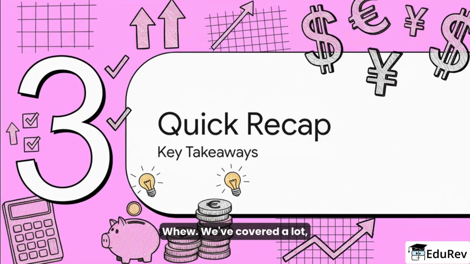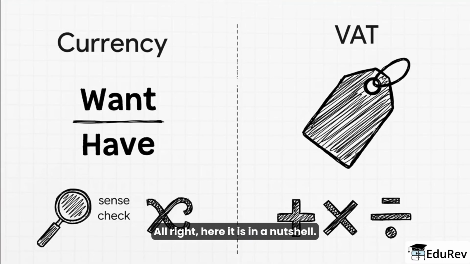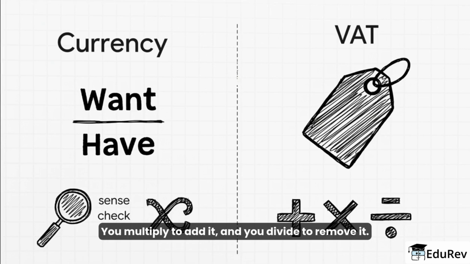Whew! We've covered a lot, but you've learned 2 incredibly powerful techniques today. So let's do a super fast recap to lock all this in so you're totally ready to use it when it counts. All right, here it is in a nutshell. For currency, remember want over have, and then do a quick sense check. For VAT, it's all about that 1 plus VAT decimal multiplier. You multiply to add it, and you divide to remove it. Simple, right? You've totally got this.